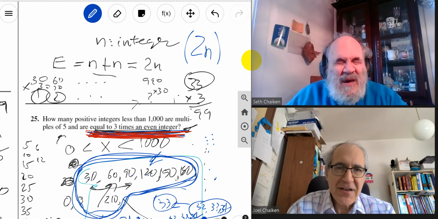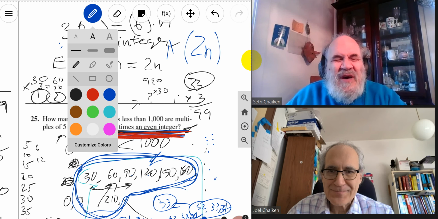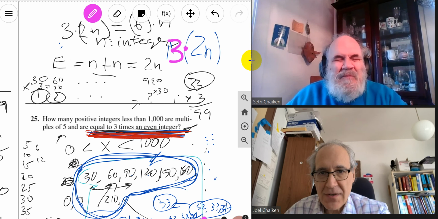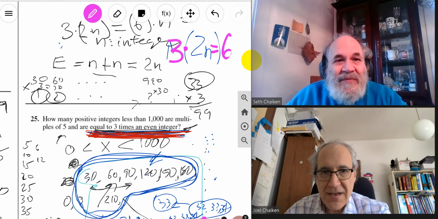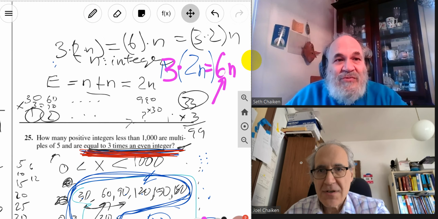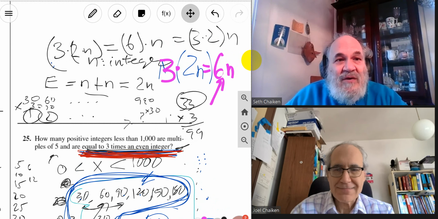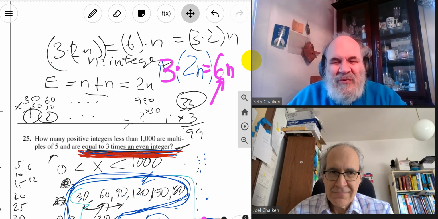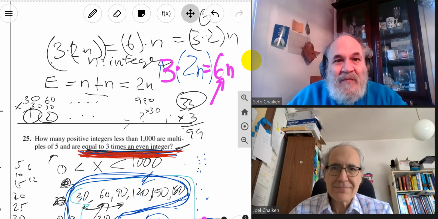Okay, got it. Yeah, they call it the associative law of multiplication. 3 times 2n is equal to 6n, and that's the key to the problem. That's the secret. When you first multiply by 2 to get an even number, then multiply by 3, it's the same as just calculating 3 times 2 to get 6, and then multiplying the 6 by n.